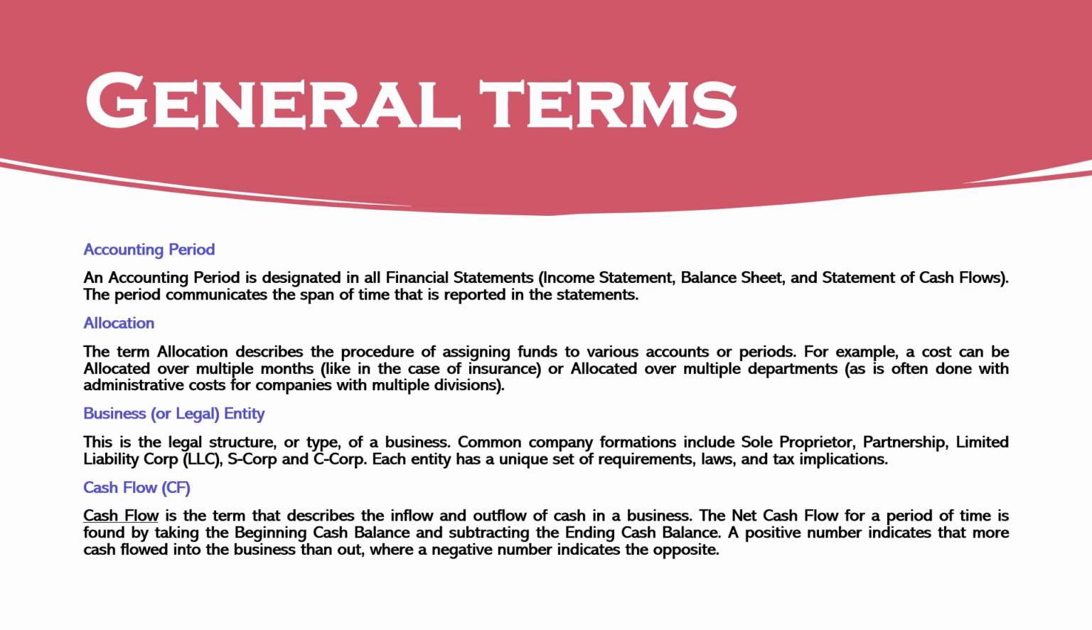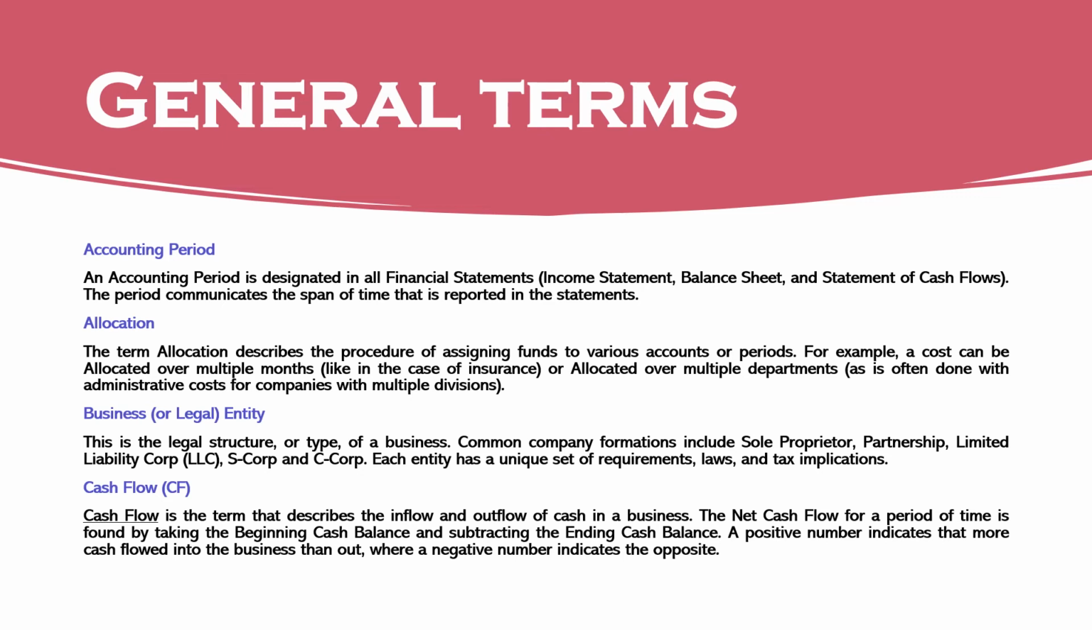Now let's see what is a business or a legal entity. This is the legal structure or type of a business. Common company formations include sole proprietor, partnership, limited liability, cooperative societies, etc. So each entity has a unique set of requirements, laws, and tax implications.